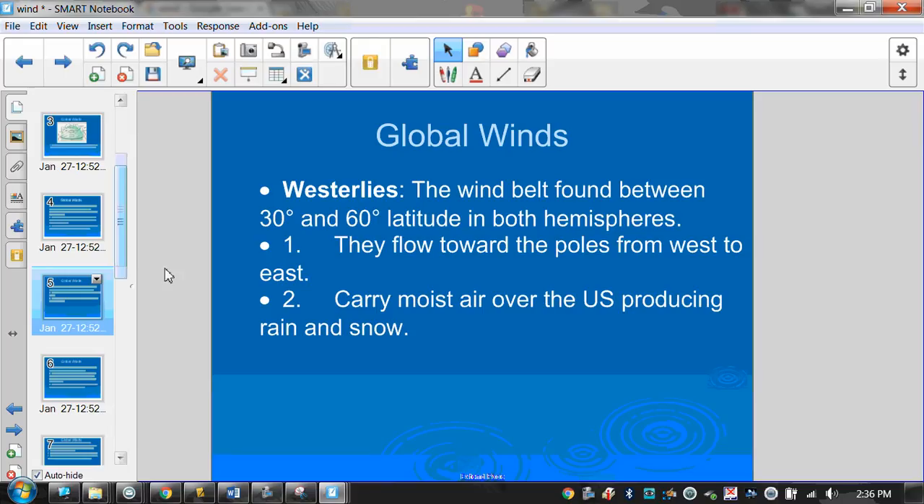We live in the Westerlies. The Westerlies are between 30 and 60 degrees latitude. Remember, latitude is the flat horizontal lines on the globe. And so between 30 and 60 degrees latitude is where we live. The air goes from the west toward the east, which is why we get storms that come from California and from the Pacific, and why we don't get storms that come from the east coast to the west coast. The storms go from the west to the east, but they never come backwards.